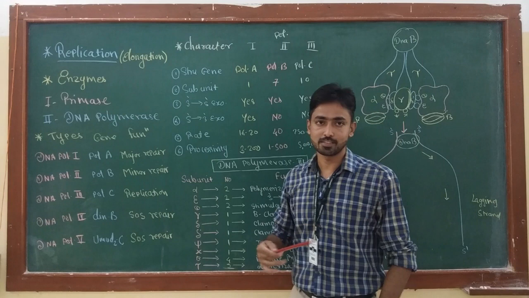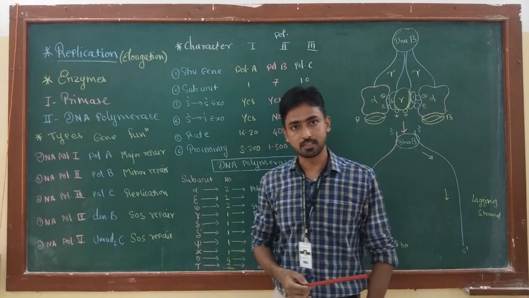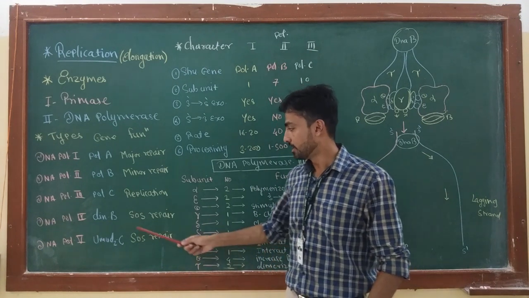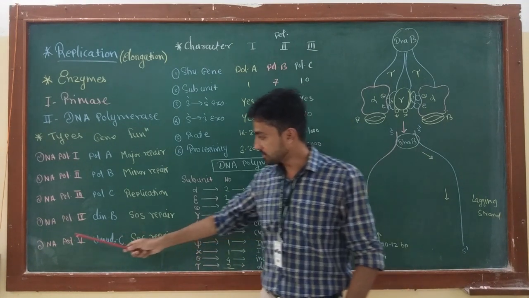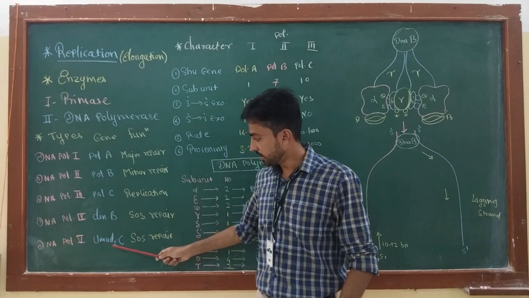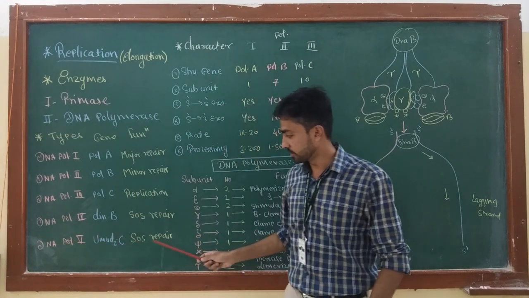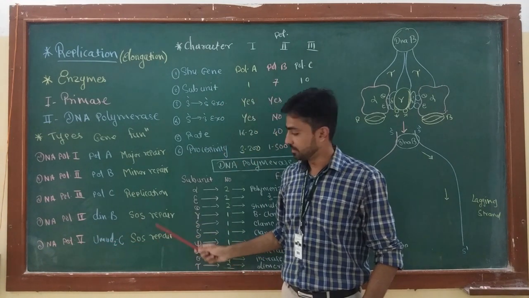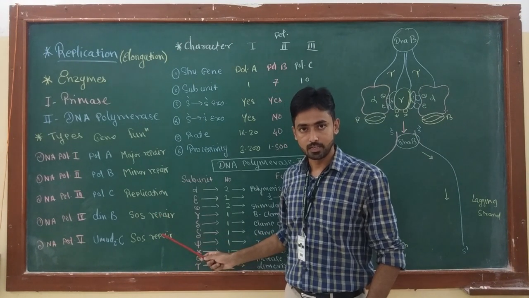We know that there are various types of DNA repair mechanisms which work in prokaryotic cells, out of which one of the important is SOS repair. And the last enzyme, which is DNA polymerase 5, produced by a gene UmuD2C, also functions in SOS repair. These are the types of DNA repair mechanisms found in prokaryotes.